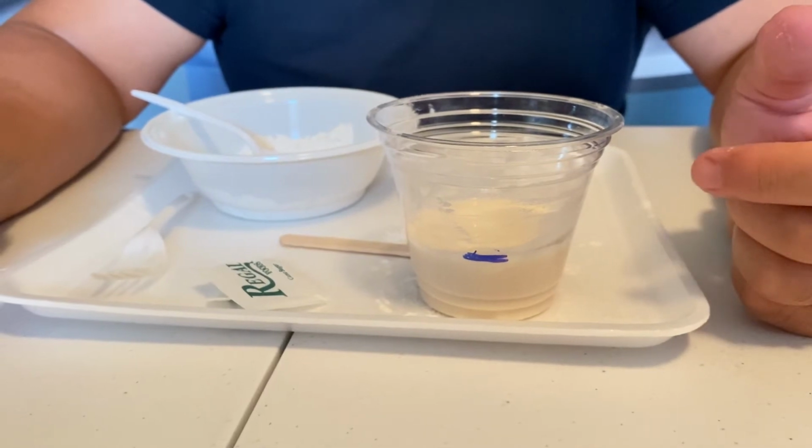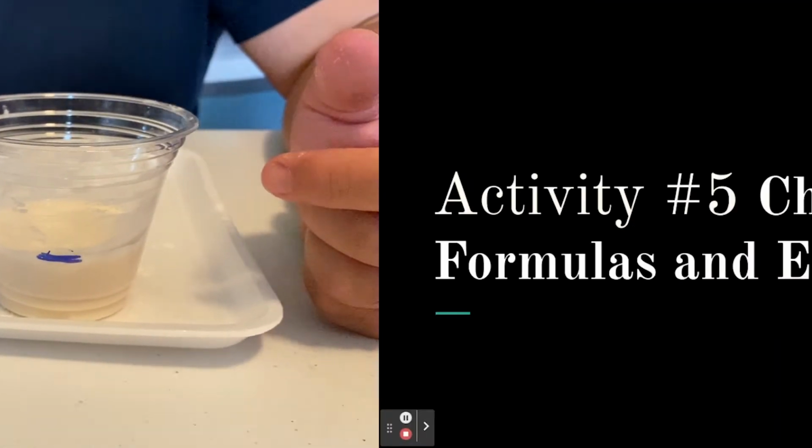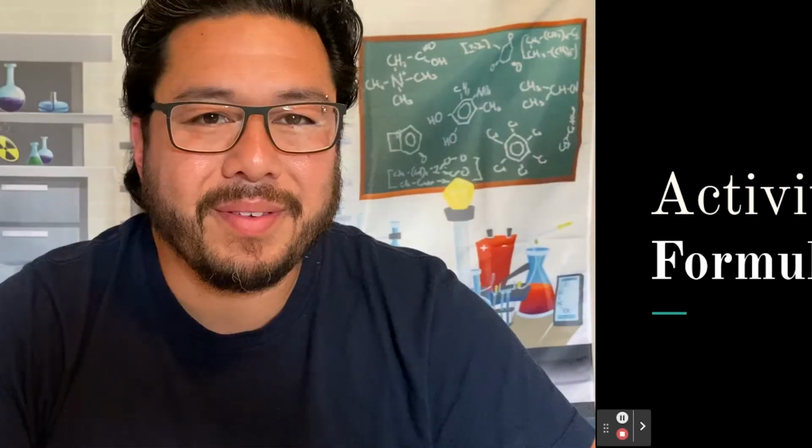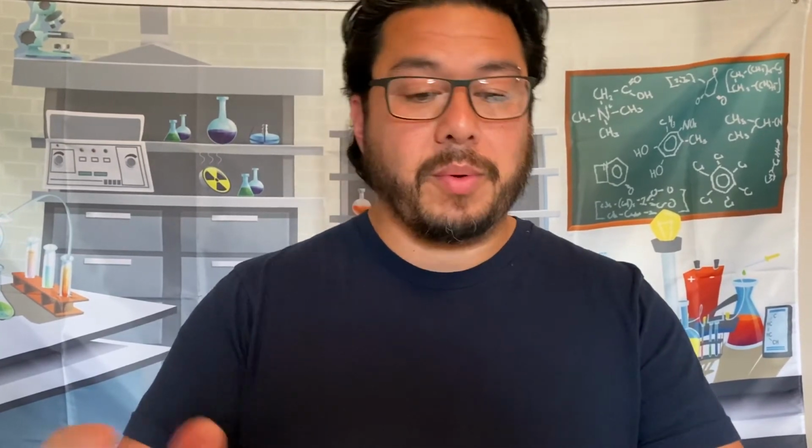Let's check out what activity 5 has in store for us. Activity number 5, chemical formulas and equations. All right, here we are with activity number 5, chemical formulas and equations. This is where we're gonna have some fun making some models, okay?